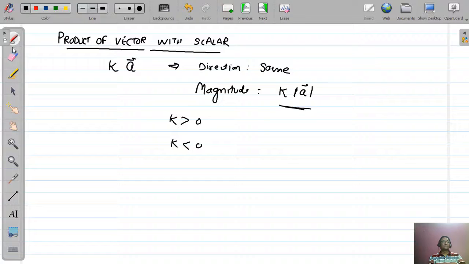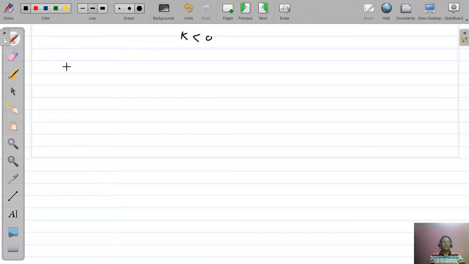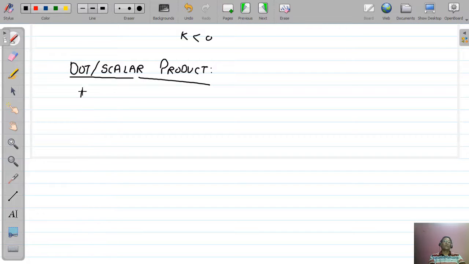Next is the dot product or the scalar product. This is very important. Dot product is also called the scalar product because the resultant of the dot product of two vectors is a scalar number.